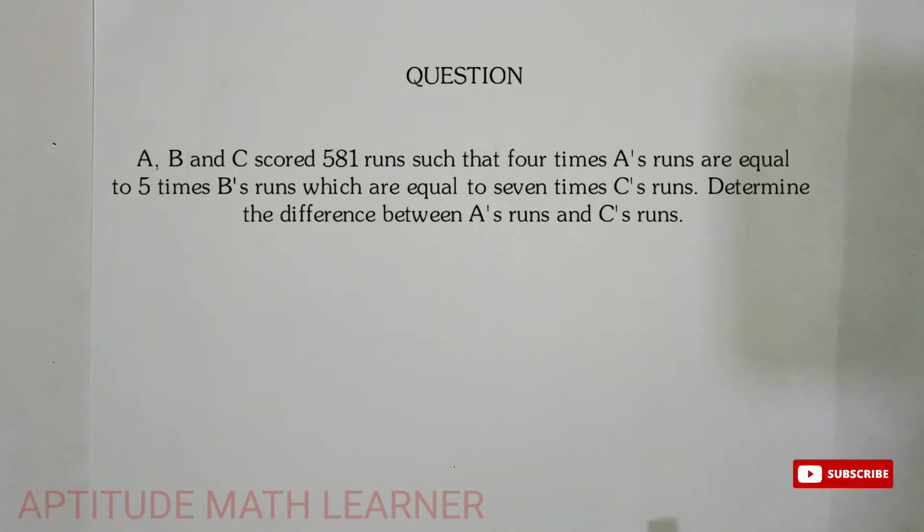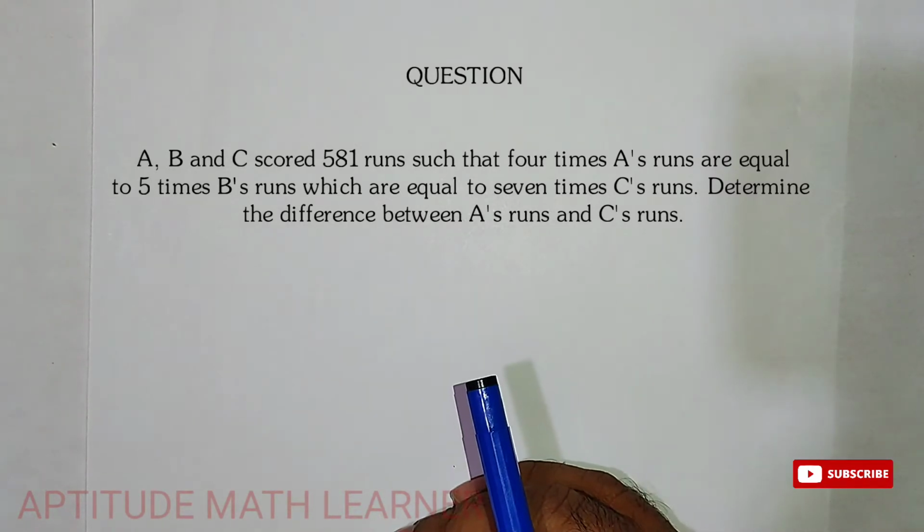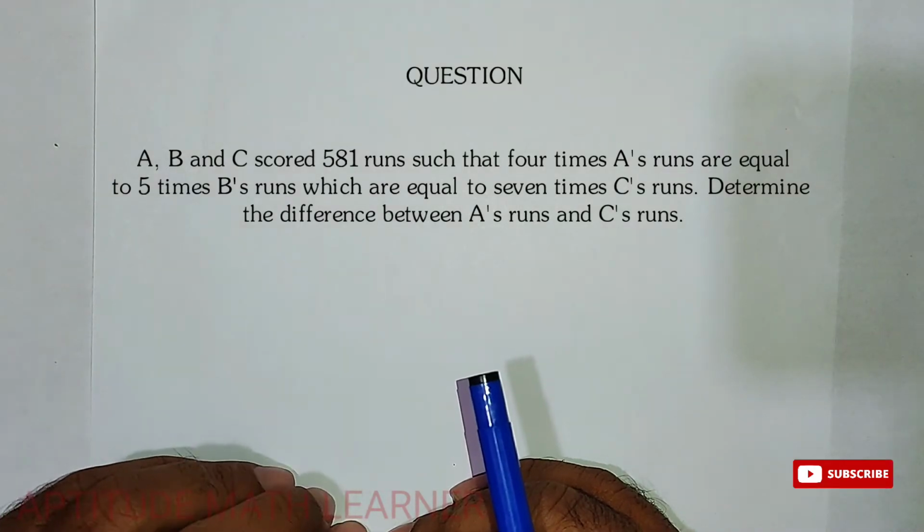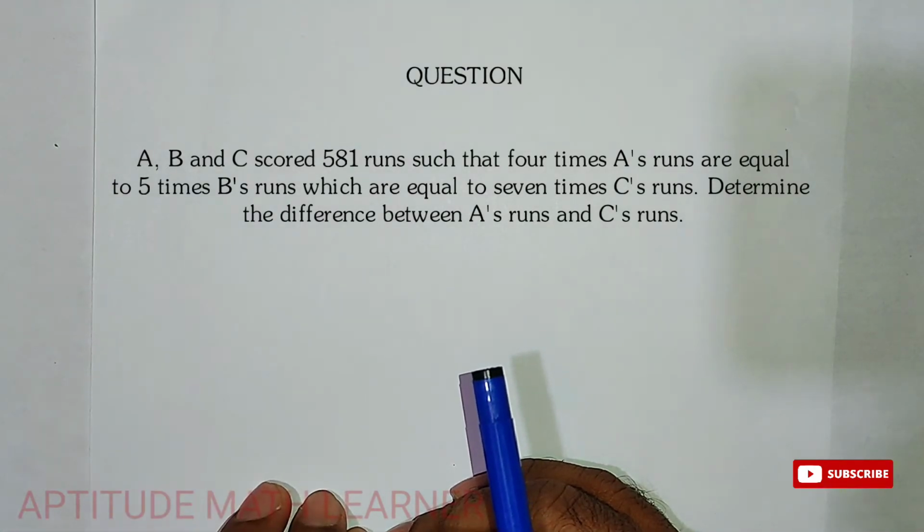So guys, today we have a question: A, B and C scored 581 runs such that 4 times A's runs are equal to 5 times B's runs, and B's runs are equal to 7 times C's runs. Then determine the difference between A's runs and C's runs. So here we just have to find the difference between A's runs and C's runs.